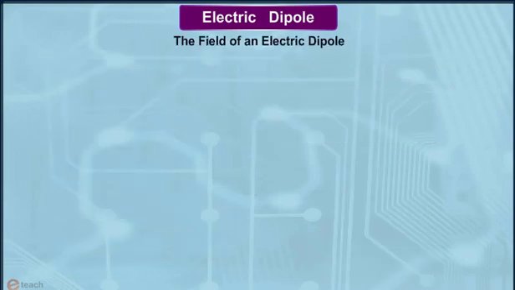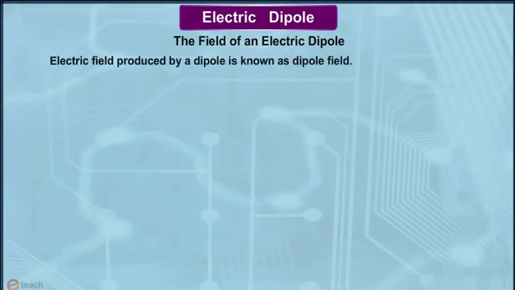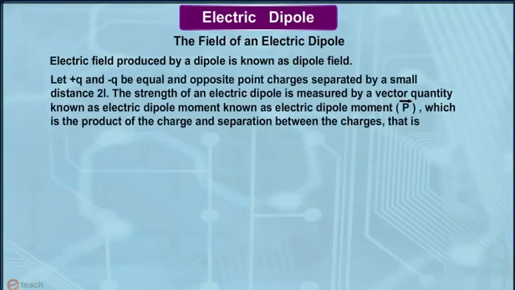The field of an electric dipole. Electric field produced by a dipole is known as dipole field. Let Q and minus Q be equal and opposite point charges separated by a small distance 2L.